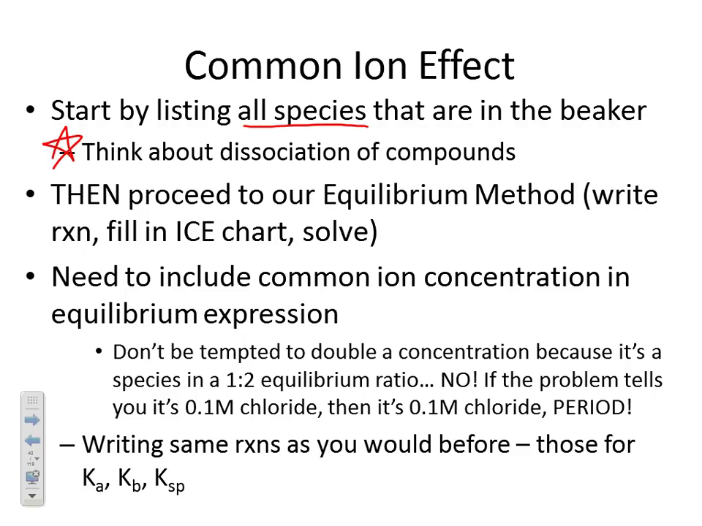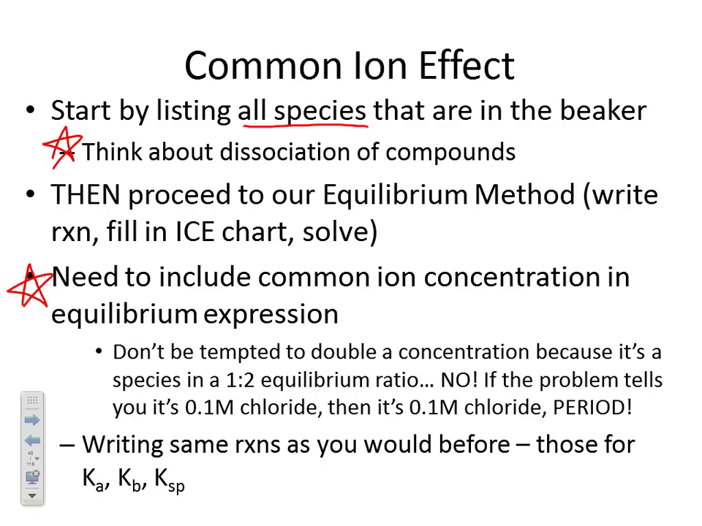The difference with this type of problem and the previous equilibrium problems we've done is basically right here, and it's not a huge difference at all. You need to include your common ion concentration in the equilibrium expression. Like if it tells you that we're starting with, like in that problem we saw, 0.1 molar ammonium ion, then you would not put in 0 for the ammonium ion concentration because you know you have 0.1 molar of it. You know you have that.